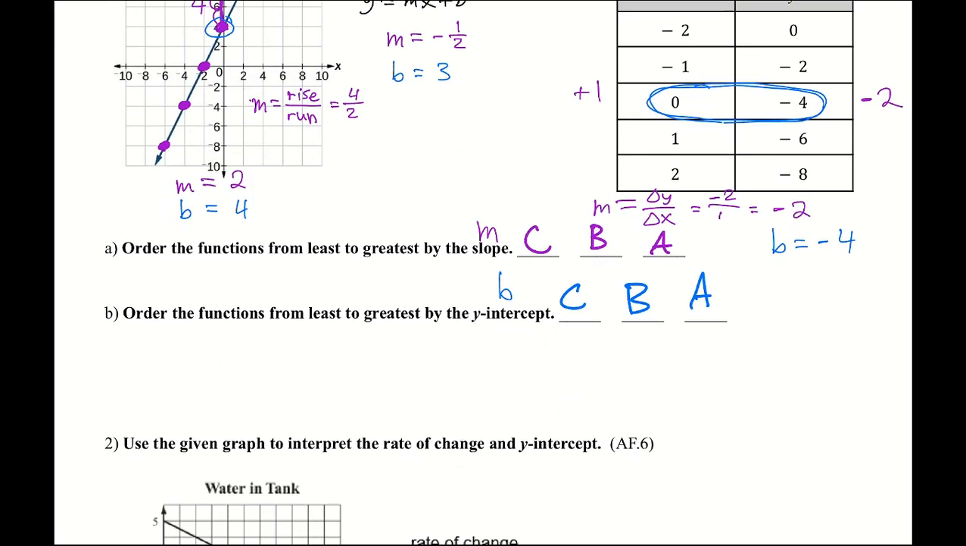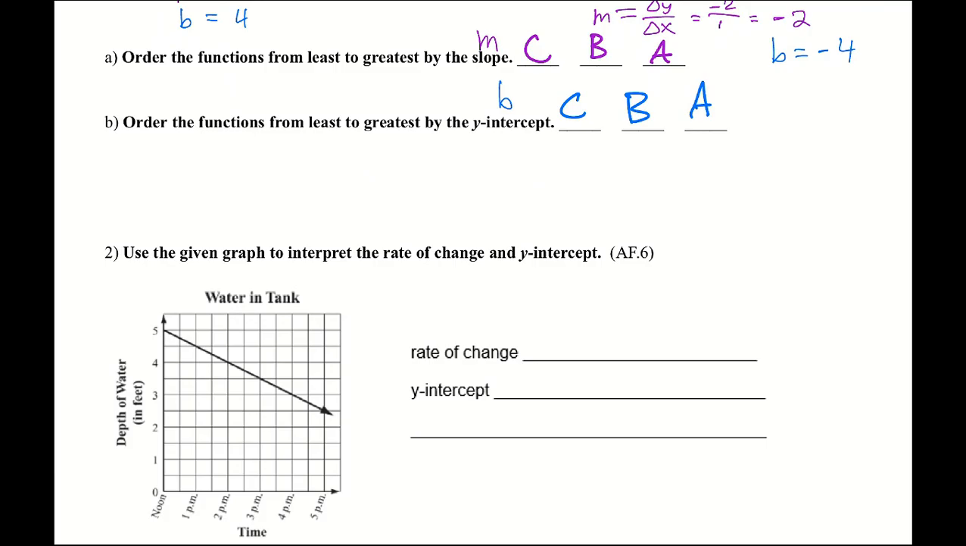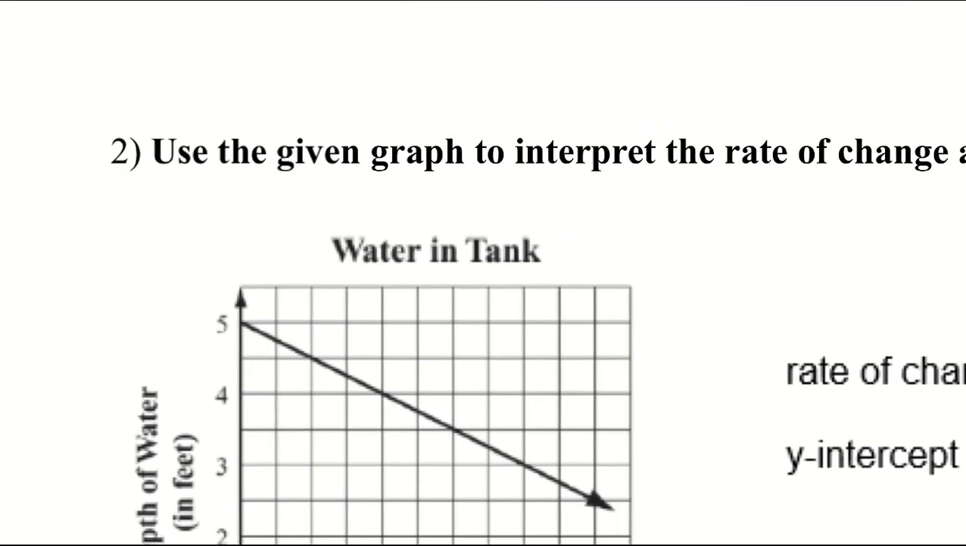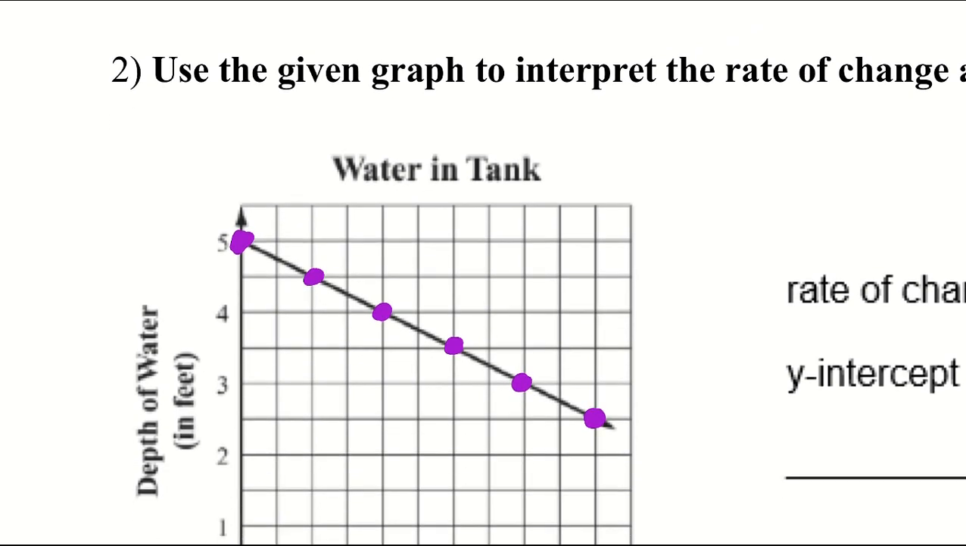Question 2, use the given graph to interpret the rate of change and the y-intercept. Just like it was before, we're going to find a rise and a run, and I'm going to find some crosshairs. So it looks like these are our crosshairs. Now our rise is not negative 2 and run being negative 1 on this one. What it's going to be is from crosshair to crosshair.